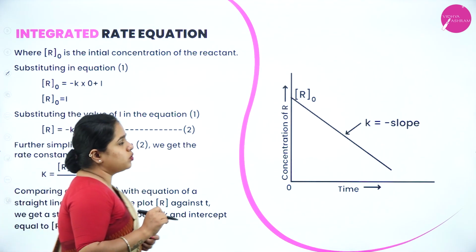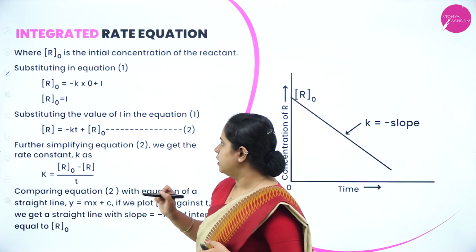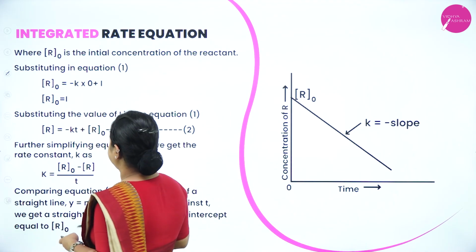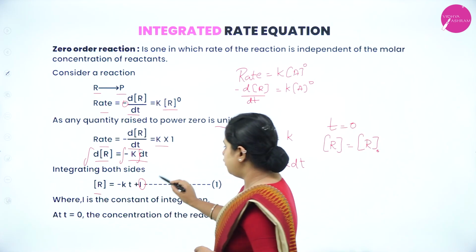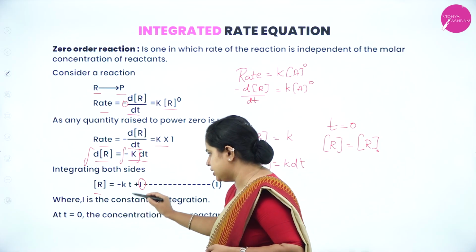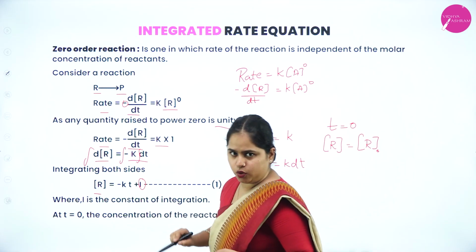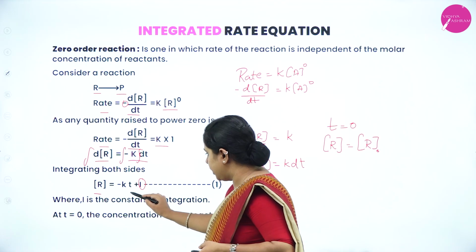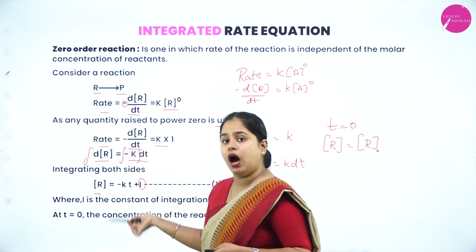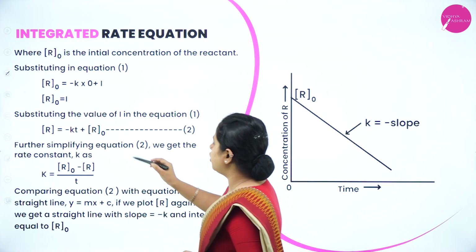So where R0 is the initial concentration of the reactant. Now substituting in the first equation, what we are going to do here is take the time as 0. Then what happens to R? R will become R0.